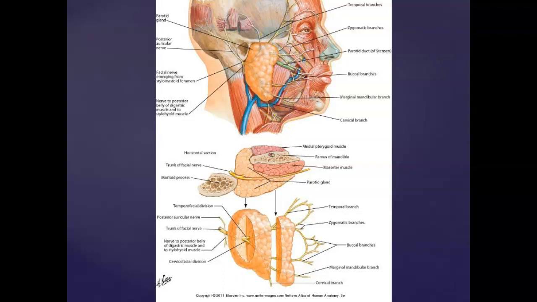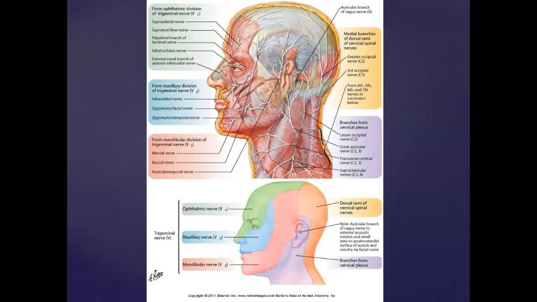Now, the trigeminal nerve is a big nerve in the face here. Trigeminal nerve, remember, is the 5th cranial nerve. It has 3 branches, hence the trigeminal. There's an ophthalmic division, there's a maxillary division, and then there's a mandibular division.